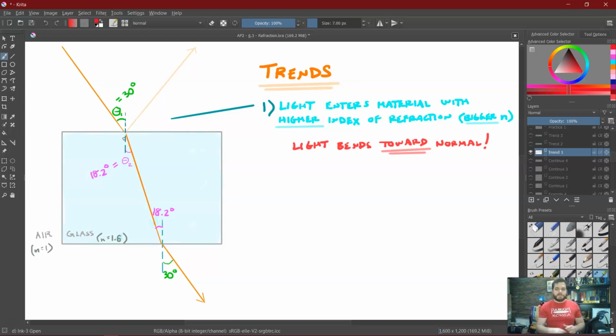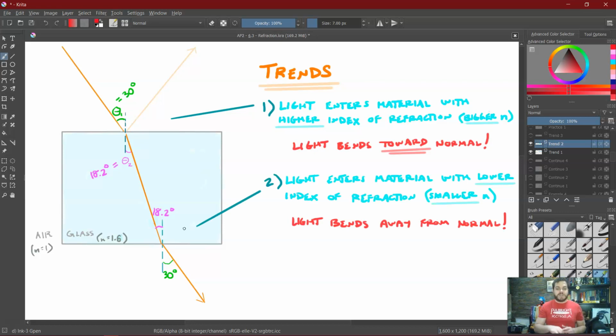Now, number 2 is kind of the flip of this. When we go from a material with a higher index of refraction to a lower index of refraction, for instance, going from glass to air, it bends away from the normal rather than toward the normal. We want to make sure we have this down. This is pretty crucial.